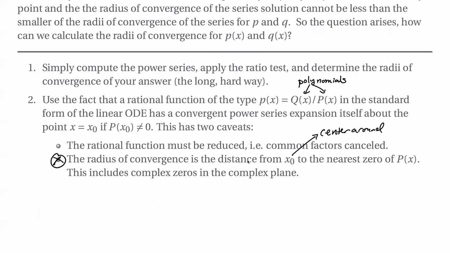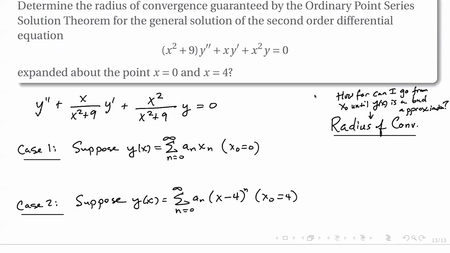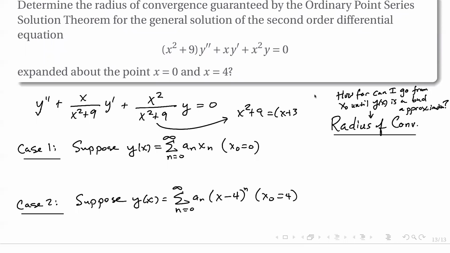What this tells me is I can go from my center point to the nearest 0 of the denominator of these terms. So I look here and the denominator is x squared plus 9 for both of these, which factors into x plus 3i, x minus 3i.